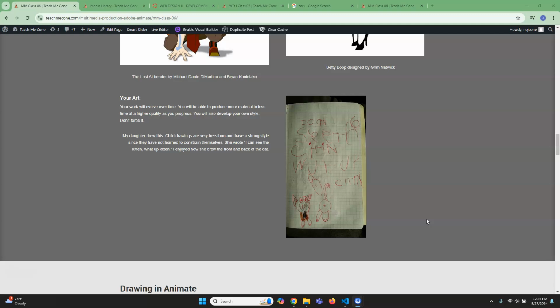Okay, so I love this. I don't know why I put this drawing in here, but it's my daughter's. This is when, God, how old was she? She was little. I'm going to say like 3 or 4. And she wrote, "I can see the kitten. What up, kitten?" And what I loved about it, she drew the front of it and she drew the back. You could see, which I thought was pretty good.